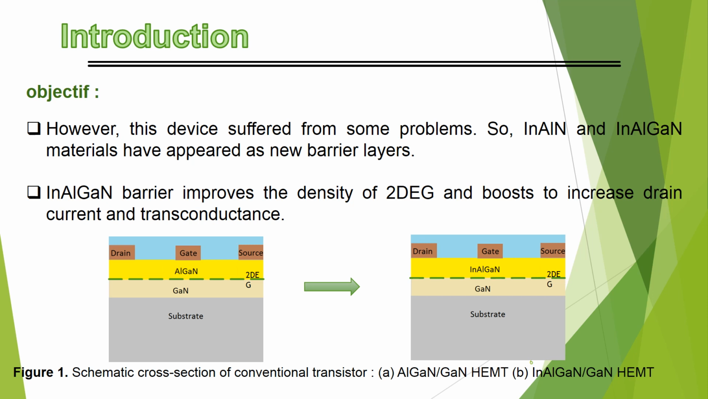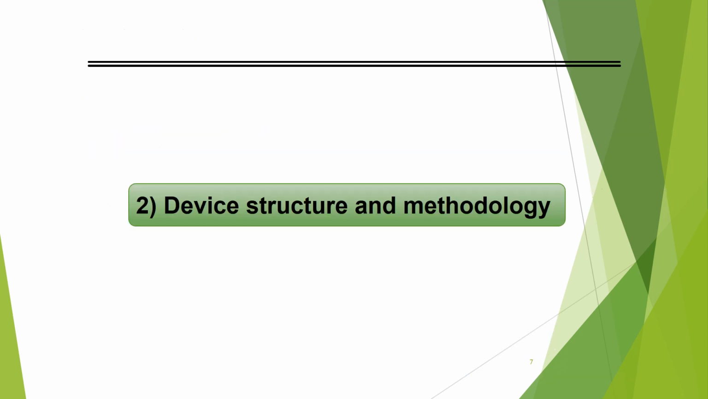In this figure, we present a cross-section of a conventional transistor with ternary materials and quaternary materials. We can say that InAlGaN will be an alternative to the AlGaN material because it can improve the density of the 2DEG and boost the drain current and transconductance. In this presentation, we will propose a new structure of HEMT transistor.